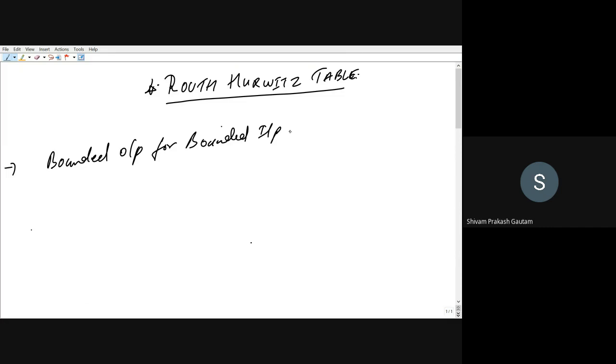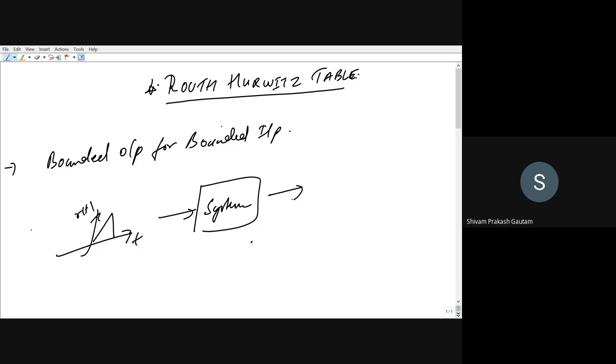So, given a system, if you are providing a bounded input to this system, let us suppose our input is like this, where this is r(t) versus t, then the bounded output can be anything like this. I have just randomly drawn some system and provided its input and output, which represents bounded input and bounded output. So a system is said to be stable if it gives bounded output for bounded input. So this is the first condition.